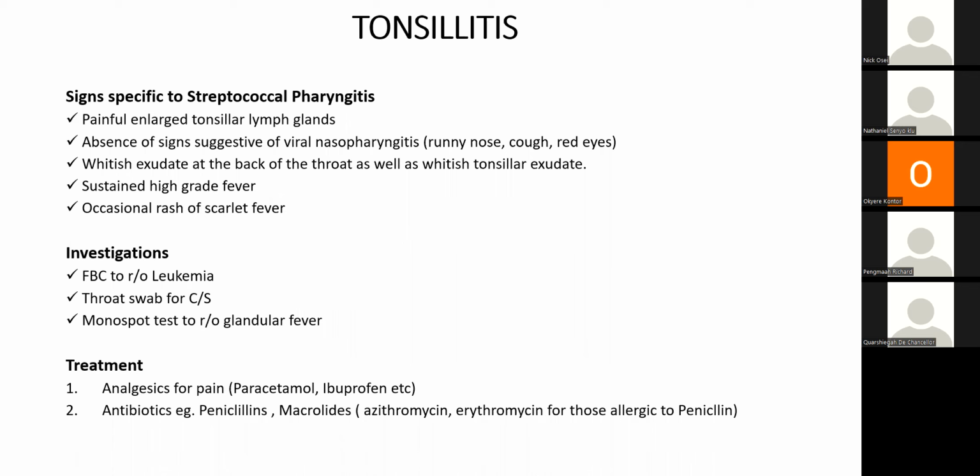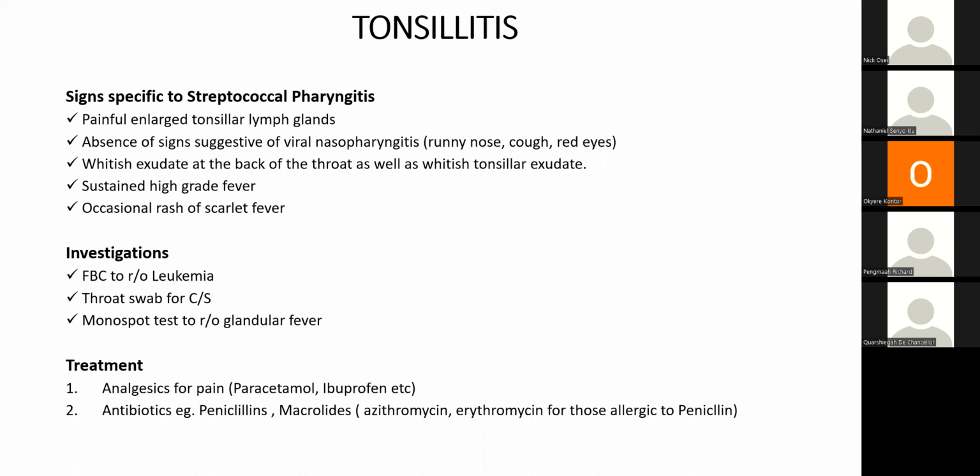There's a possibility that once one structure is affected, it can extend to the other structure, that is the pharynx. Yes, so there are painful enlarged tonsillar lymph glands, usually with absence of signs suggestive of viral involvement, such as runny nose, cough, or red eyes. There's also this whitish exudate at the back of the throat, or usually on the enlarged or inflamed tonsil. And there is a sustained high-grade fever, as well as an occasional rash of scarlet fever.